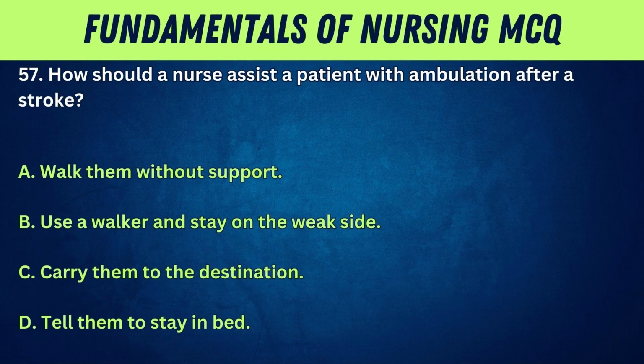57. How should a nurse assist a patient with ambulation after a stroke? A. Walk them without support. B. Use a walker and stay on the weak side. C. Carry them to the destination. D. Tell them to stay in bed.